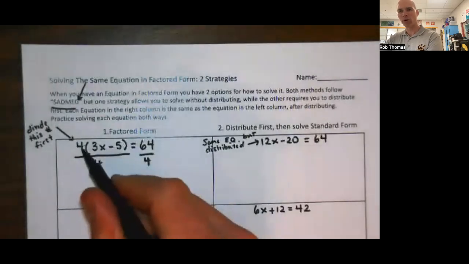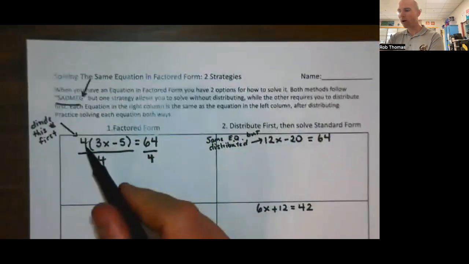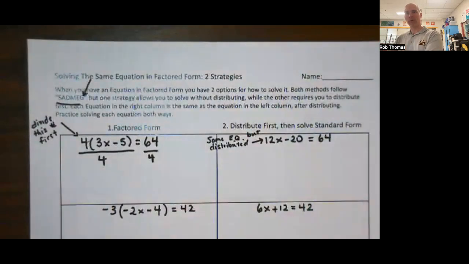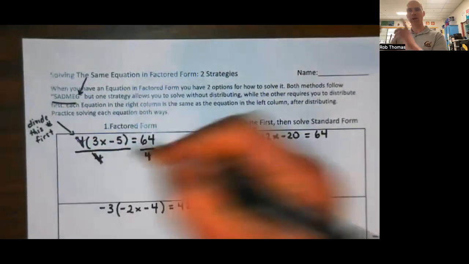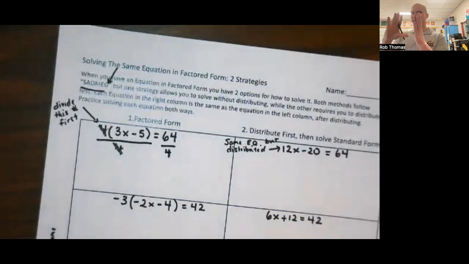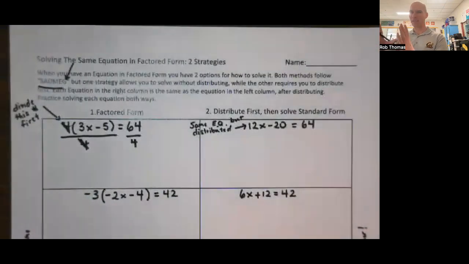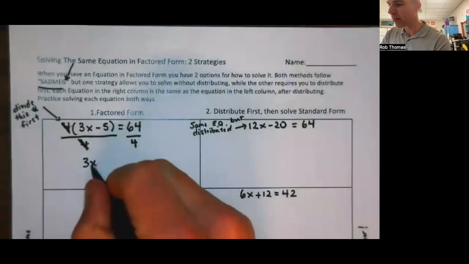When I take those 4 groups and I divide them among 4 people, each person's going to get one group of that thing. So if I have 4 quantity 3x minus 5s and I split them among 4 people, each person's going to get one quantity 3x minus 5. And so what really happens is this 4 and this 4 create a 1 and they cancel out. I know that's tough to think about because I just said you're not just dividing the 4, you're dividing everything, but then it kind of looks like I'm just dividing the 4, right? You've got to really think about it. And so what I'm left with is 3x minus 5.